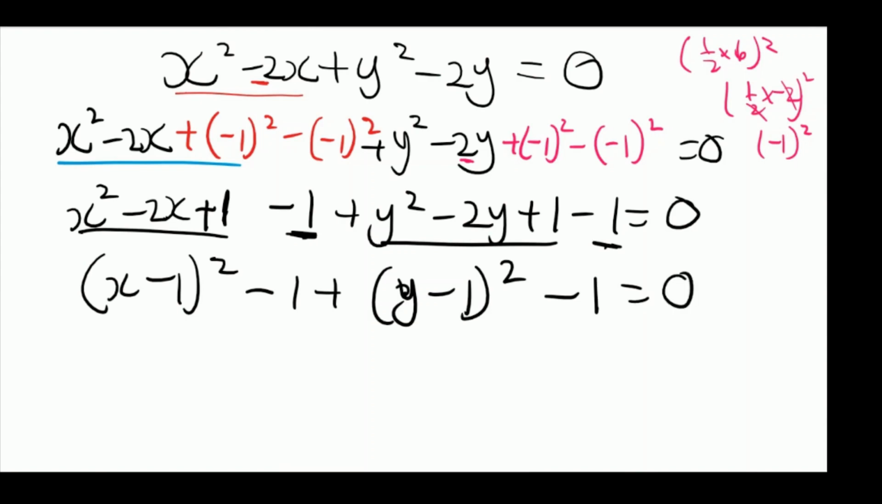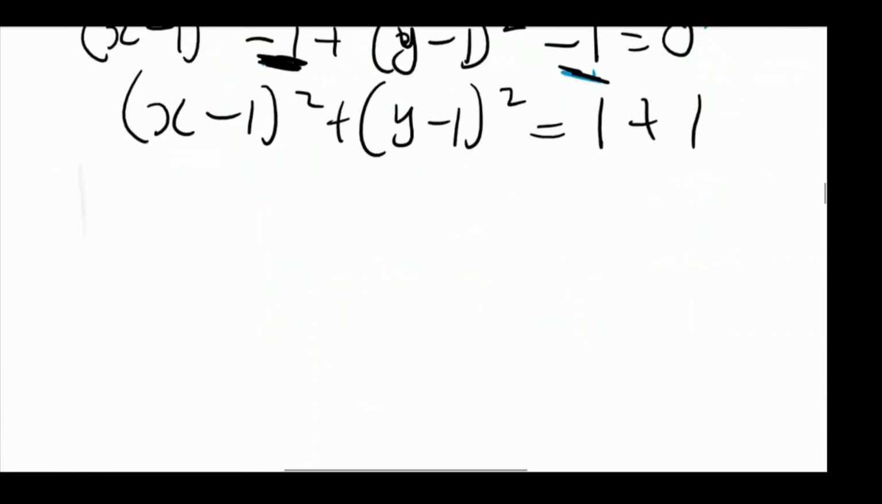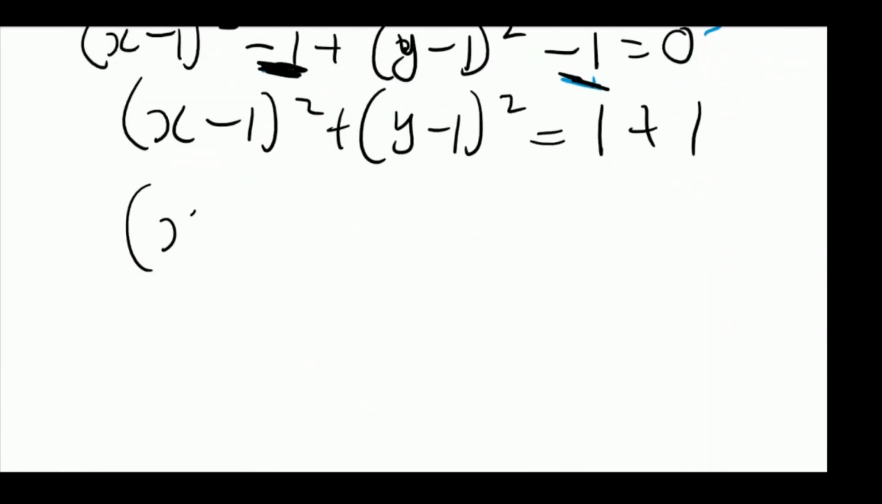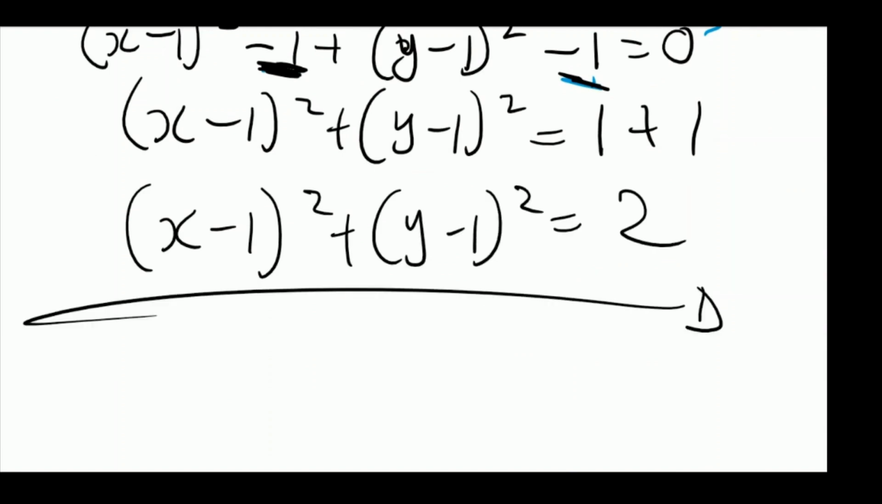So you're just going to transpose this minus 1 and this minus 1 to the other side, and you will remain with x minus 1 all squared plus y minus 1 all squared equals to, so the minus 1 when it goes to the other side is going to be plus 1, so it's going to be positive 1 rather. So I'm just going to write it as 1 plus another 1, because this is negative 1 and negative 1, going to the other side is going to be positive. So our equation is going to be x minus 1 all squared plus y minus 1 all squared equals 2. So this is our equation with center D.